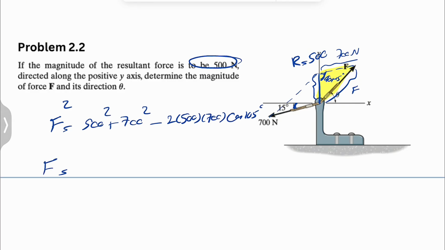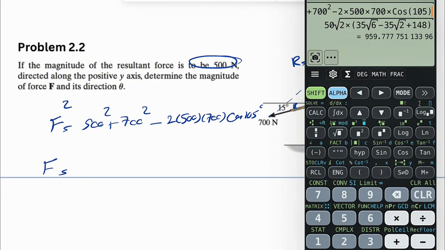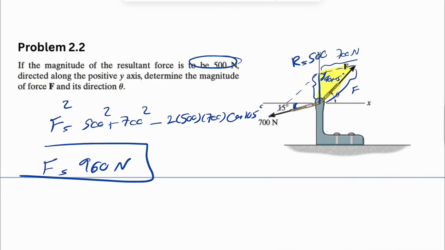So it will be the square root of the terms on the right side of the equation. 500 squared plus 700 squared, minus 2 times 500 times 700 times cosine of 105, and that's going to give us 960 newtons. So that's the F. Also we need to figure out the theta in here. If we want to find this angle, because x and y are perpendicular, this angle would be 90 minus theta.